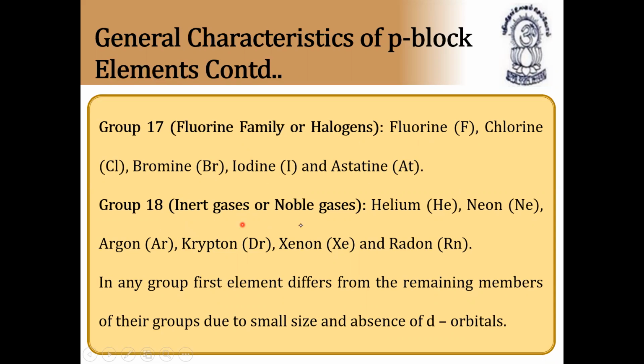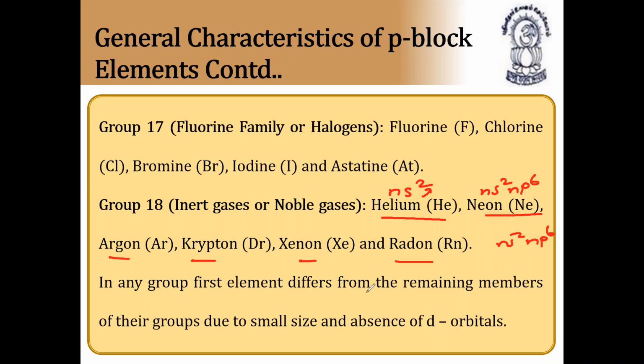In the 18th group, we have inert gases or noble gases. They have stable electronic configuration. They have either ns2 configuration or ns2 np6 configuration. The exception is helium, which has only ns2 configuration. The remaining ones, argon, krypton, xenon, and radon, all have ns2 np6 configuration.